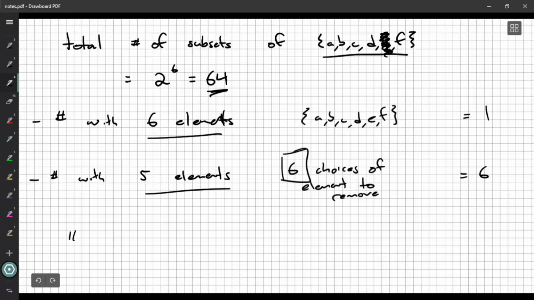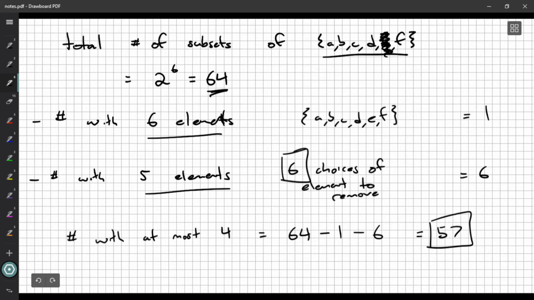So the number with at most 4 is going to be all the subsets minus the ones that have more than 4. So 5 and 6 elements. So 64 minus 7, the answer is going to be 57.